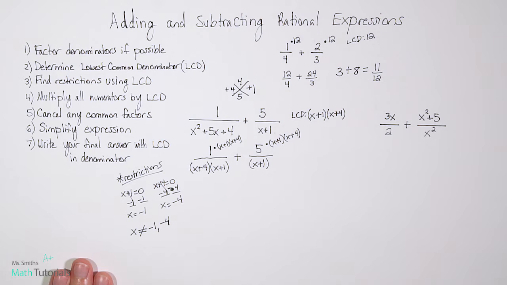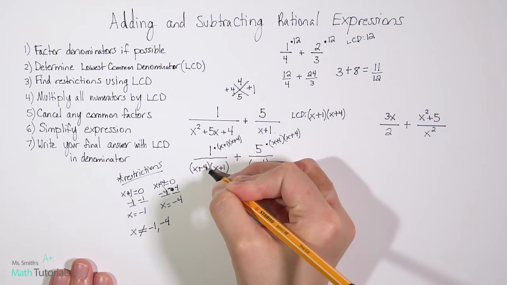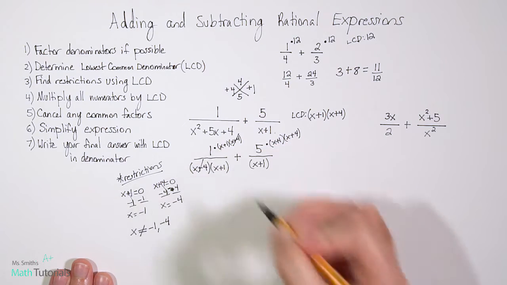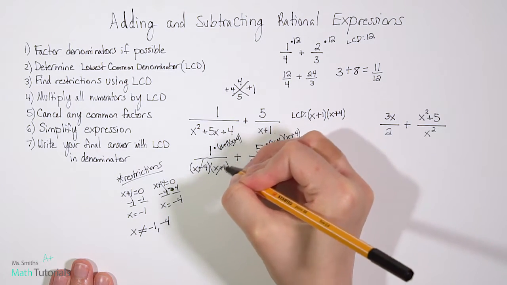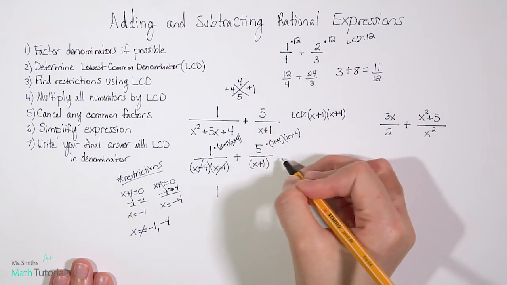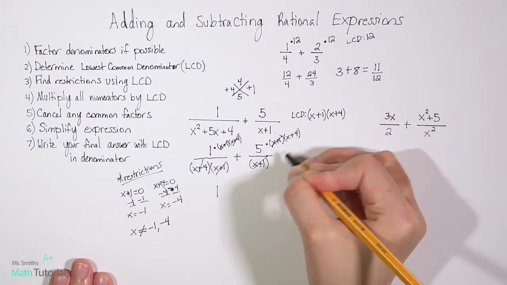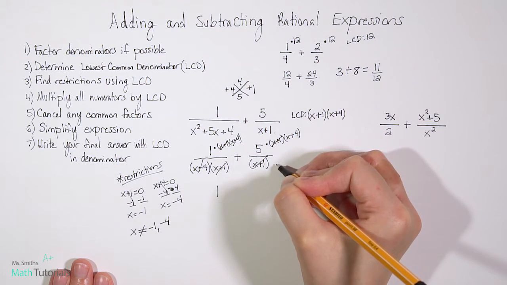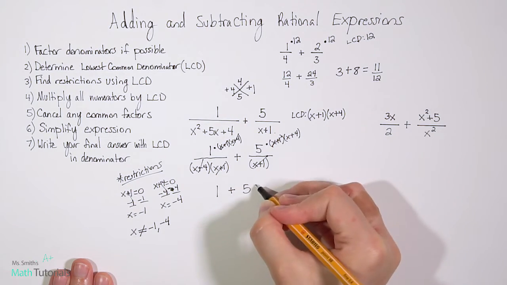Now step 5 says cancel any common factors. So let's look at what I could cancel. Instead of rewriting this whole thing, I know that there's an x plus 4 here and an x plus 4 there. So I know those two will cancel. I know there's an x plus 1 there and an x plus 1 there, so I know those two will cancel. So all I'm left on this side is just a 1. And now let's do the same thing over here. So I see an x plus 1 and then an x plus 1, so I know those will cancel. And then I can't cancel the x plus 4. There's not one down here. So at that point, I just have left plus 5 times x plus 4.